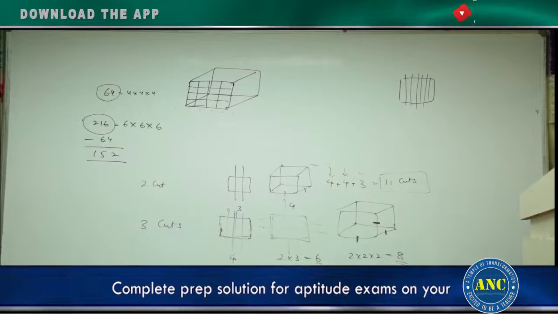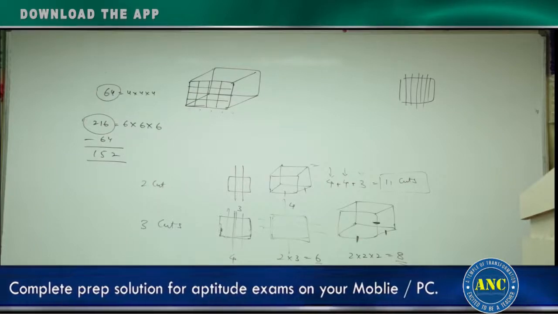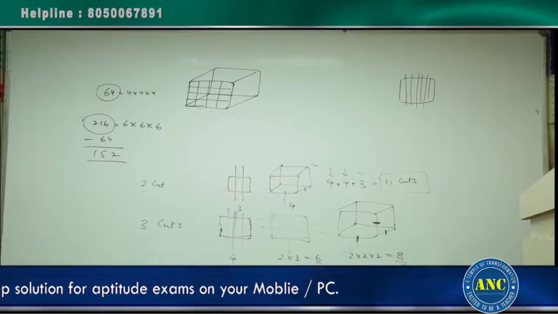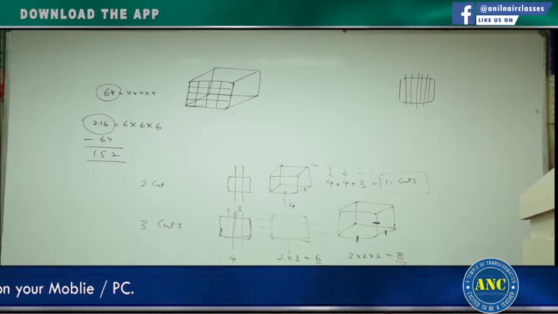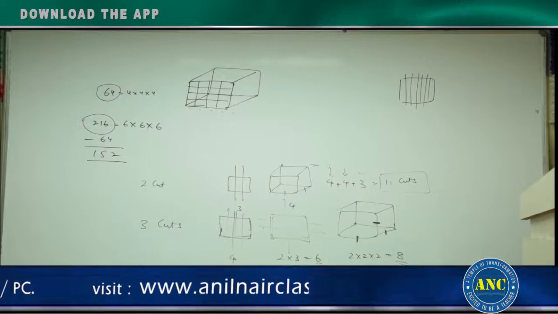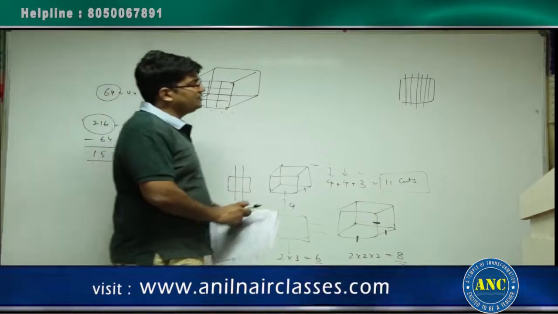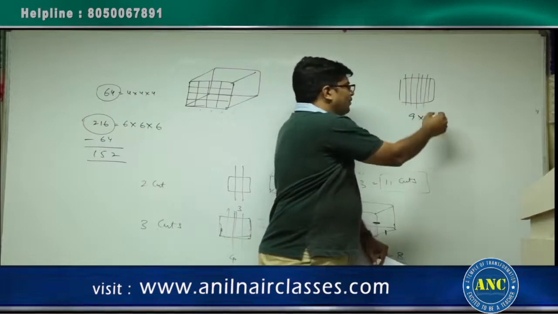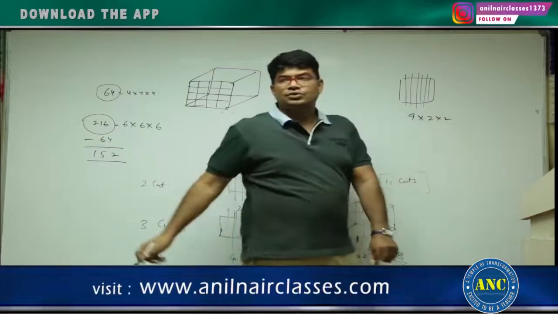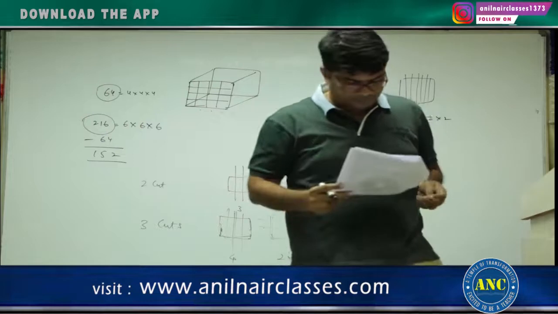2 more cuts, but you want the maximum number of identical pieces. So where will you do those 2 cuts? One on the breadth and one on the other side. So what will be the number now? Because of these 8 cuts, it is 9, and the other ones will be 2 into 2. So it should be 36.